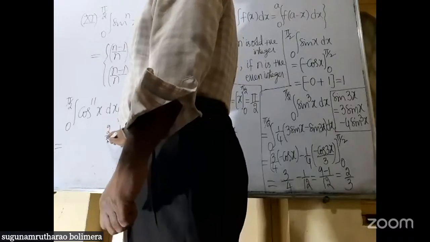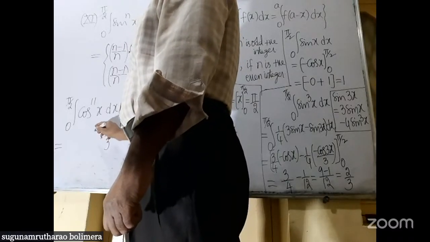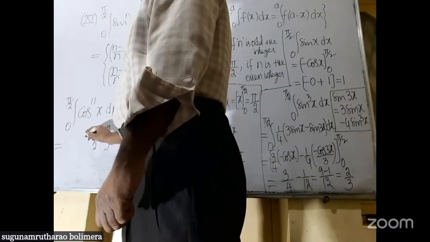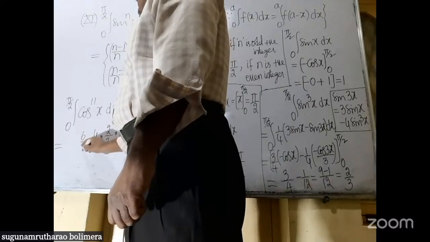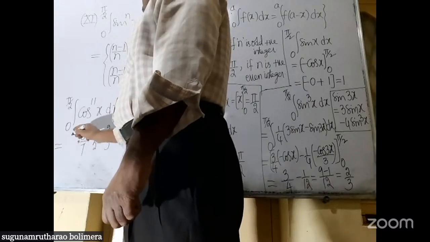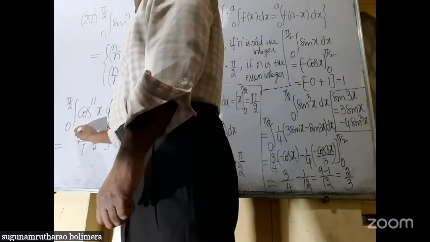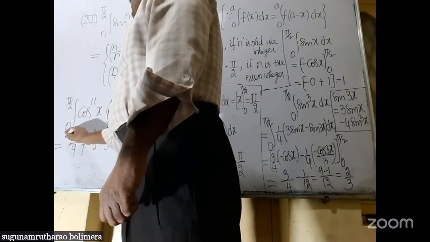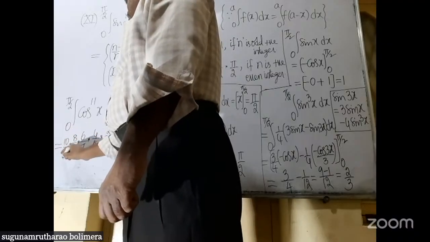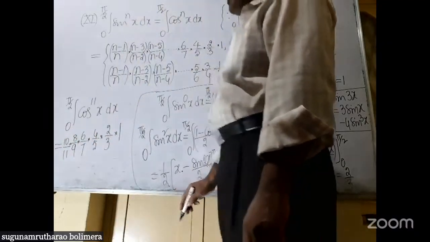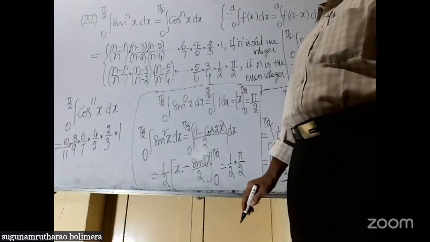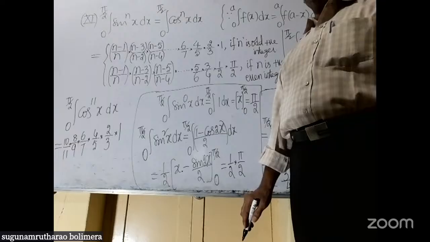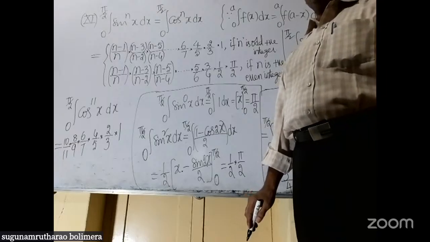For 3, 2 by 3. For 5, 4 by 5. For 7, 6 by 7. For 9, 8 by 9. For 11, 10 by 11. So 10 by 11 into 8 by 9 into 6 by 7 into 4 by 5 into 2 by 3 into 1. This is the answer.